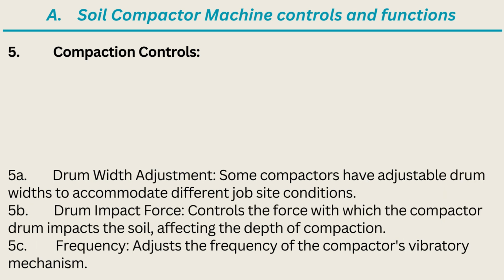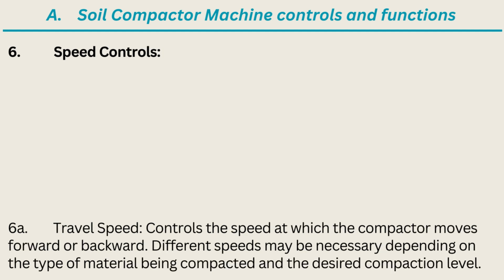5. Compaction controls. 5A. Drum width adjustment. Some compactors have adjustable drum widths to accommodate different job site conditions. 5B. Drum impact force controls the force with which the compactor drum impacts the soil, affecting the depth of compaction. 5C. Frequency adjusts the frequency of the compactor's vibratory mechanism. 6. Speed controls. 6A. Travel speed controls the speed at which the compactor moves forward or backward. Different speeds may be necessary depending on the type of material being compacted and the desired compaction level.